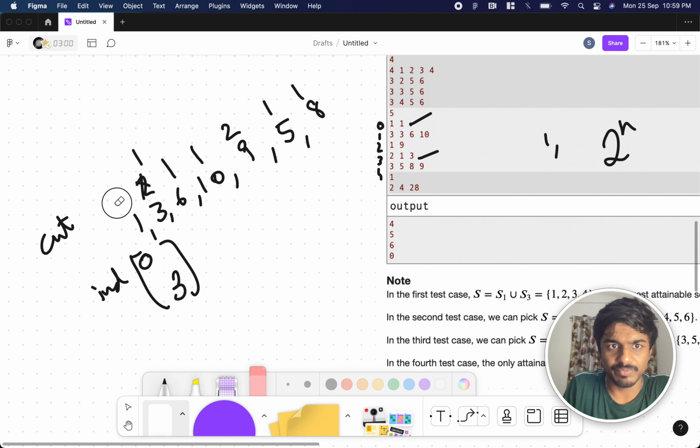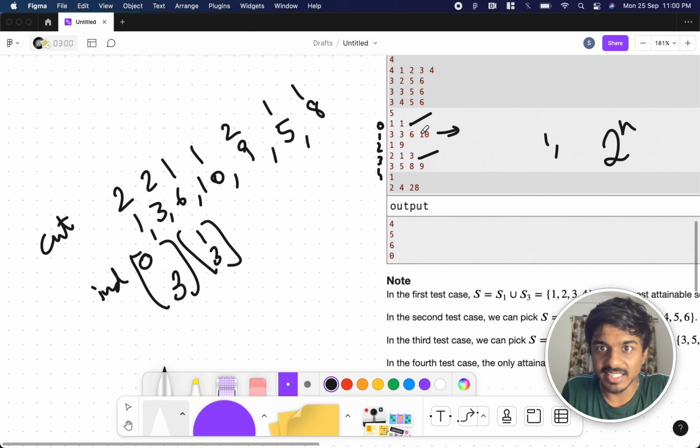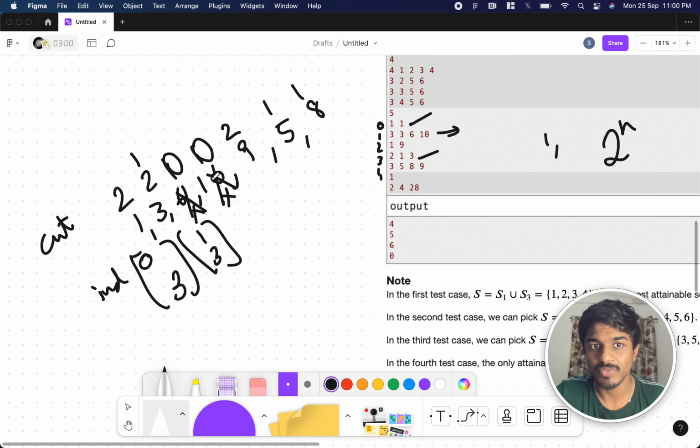Similarly, if the count is 2, right? This is also 2. If we try to remove 3, what are all the indices of 3? It is 1 and 3. If we remove 1, what happens? 3, 6, 10 need to be removed. So the count of 3 becomes 1, 6's count becomes 0, and 10's count also becomes 0. Whenever the count is 0, I assume that it is not available in the array. This is not there and this is also not there. Now I should also remove this one. So 1's count becomes 1 and this count becomes 0. If this is 0, this is also reduced.